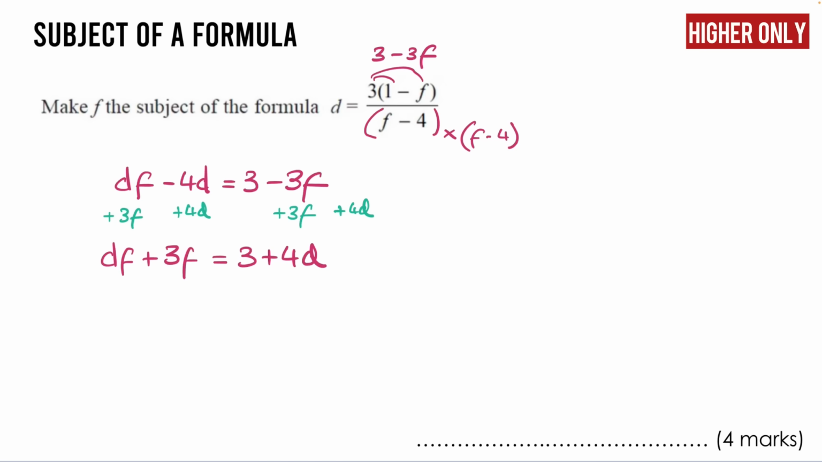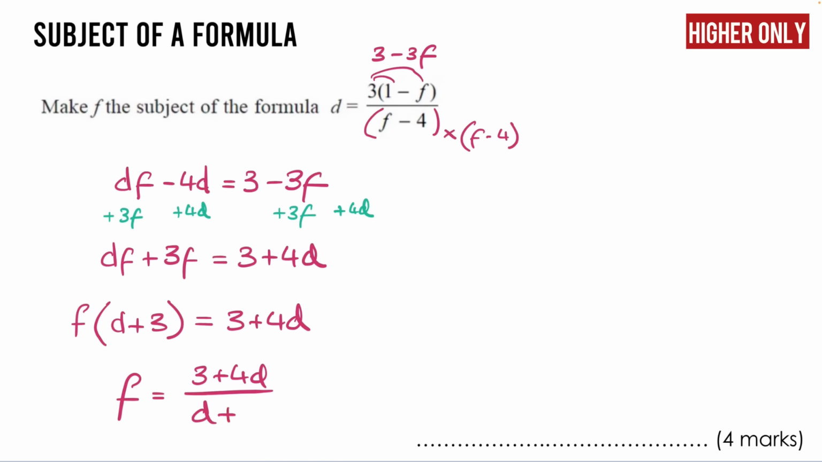Now all the pieces are on the same side, it just makes it really nice and quick to factorise the f out. d plus 3, which is equal to 3 plus 4d, and now dividing by the bracket to isolate the f gives us 3 plus 4d over d plus 3.